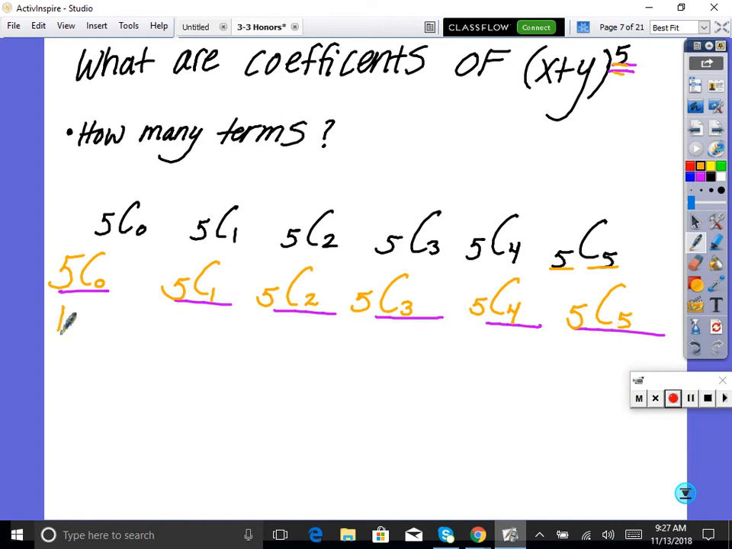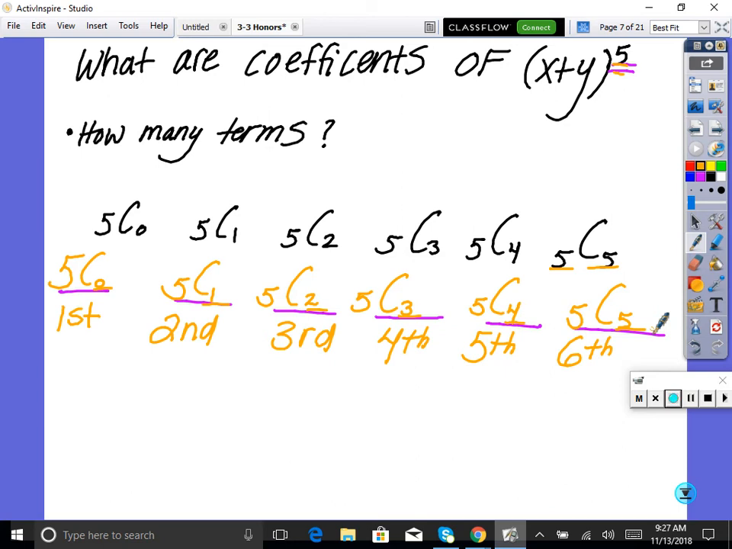So notice the first term is 5 choose 0. The second term is 5 choose 1. Third term is 5 choose 2. Fourth term is 5 choose 3. So our choose part is 1 less than the term we're on. That's going to be important to remember. It's going to help us. And the fifth term is 5 choose 4. And then the sixth term is 5 choose 5. One less than the term you're on.